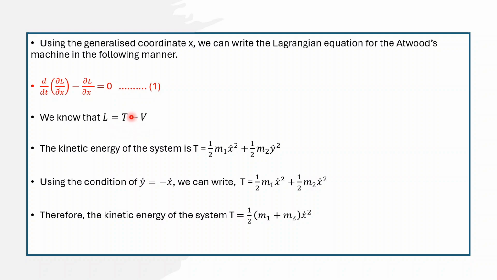The general formula for kinetic energy is T equal to half mv square. This is the kinetic energy corresponding to the first mass M1. This is the kinetic energy corresponding to the second mass M2. x dot is our velocity, so x dot square is velocity square. Here y dot is the velocity, y dot square is the velocity square. Already we have expressed y dot in terms of minus x dot. Therefore, we get T equal to half m1 x dot square plus half m2 x dot square. If you simplify, we get this relation. Kinetic energy T equal to half into (m1 plus m2) x dot square.